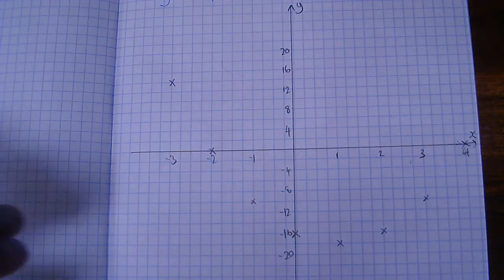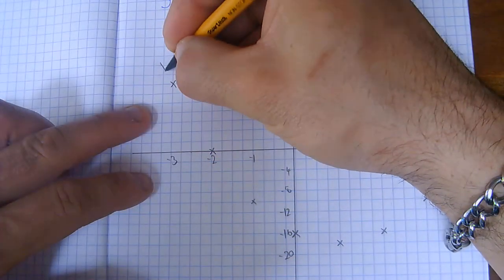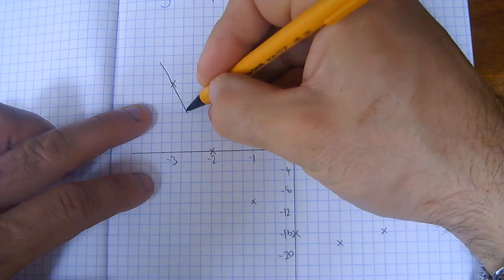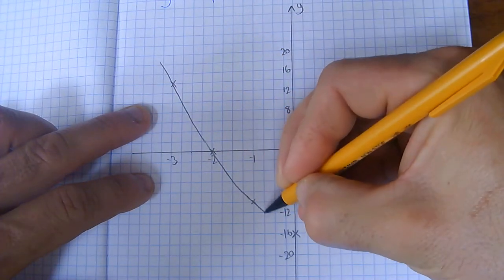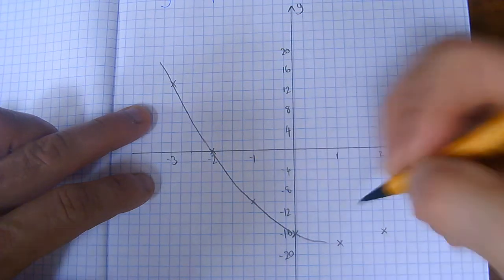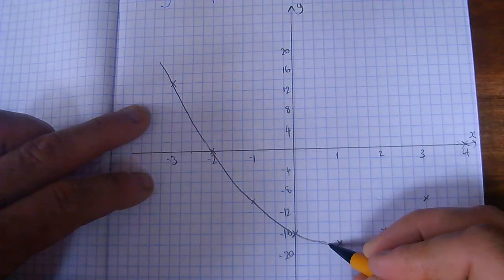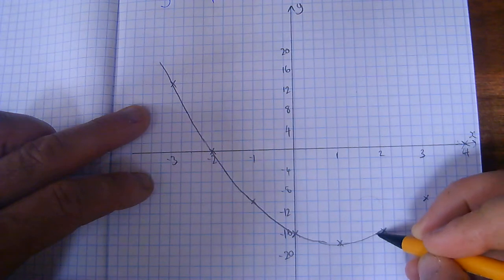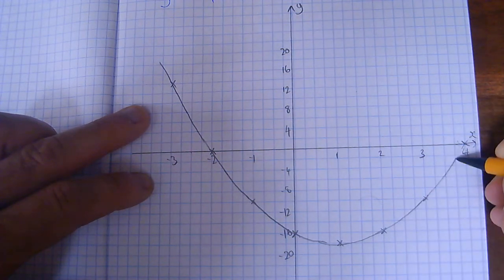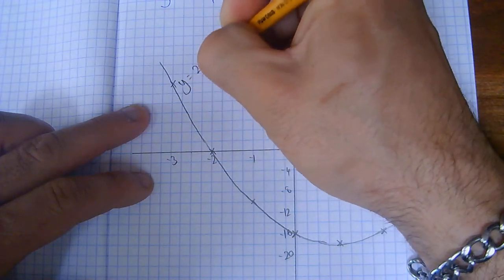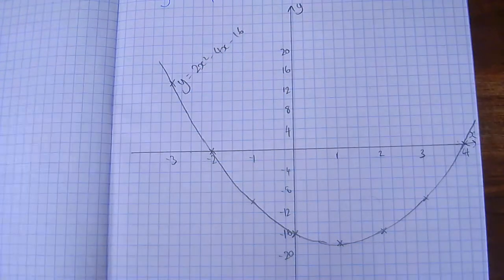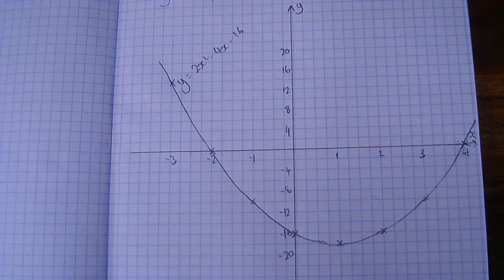Now, if you're right-handed, sometimes it's easier to do it the other way. I'm going to do my very best to do it without moving the camera again. So I join my points up. Should be one nice smooth curve. So it gets down to the bottom and it comes back up. Okay, label my graph. y equals 2x squared minus 4x minus 16, and I've plotted a perfect quadratic.